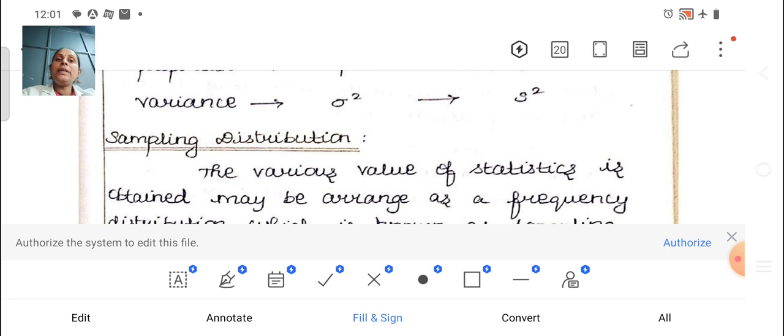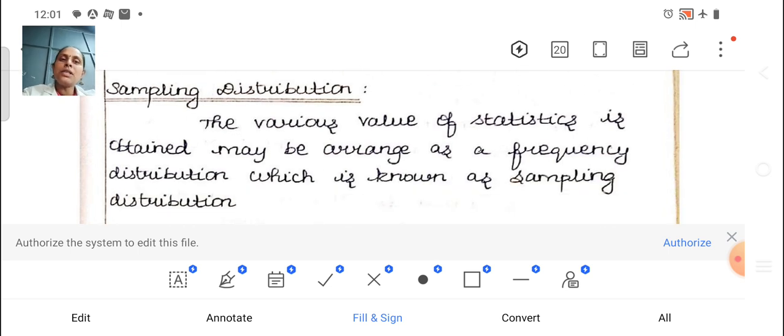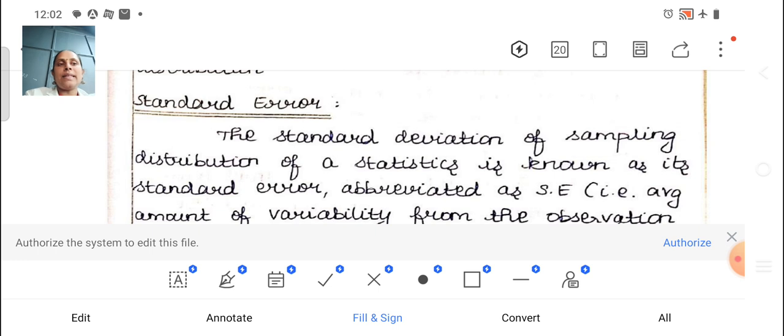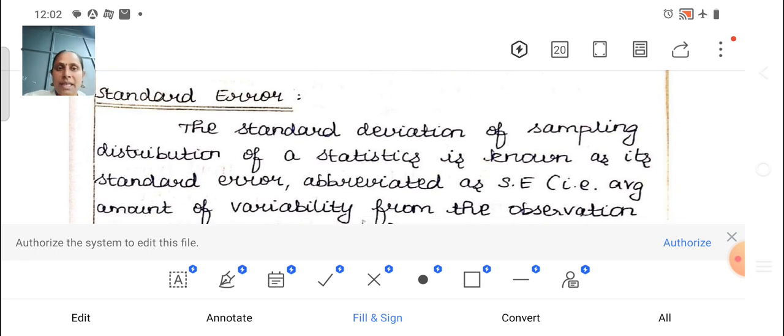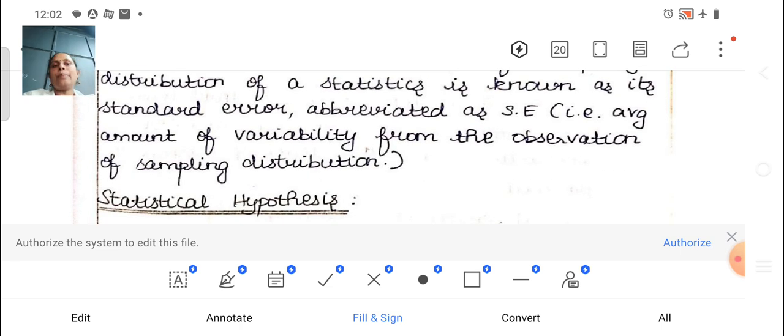Next, sampling distribution. A distribution of a statistic, computed from the samples, which may be arranged as a frequency distribution, is known as the sampling distribution. Next one is standard error. The standard error is the average amount of variability in the observations of the sampling distribution. It is called the standard error.